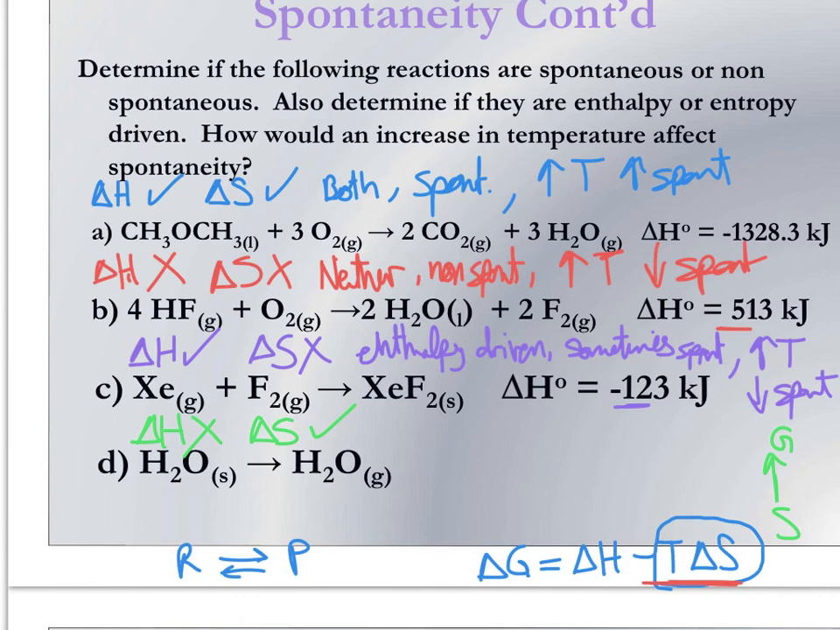That's why we see all phase changes happen, right? We see water melting or ice melting and then water freezing. That's because it's driven by one and not the other, so it's spontaneous sometimes. It depends on the temperature. So this one we'd say is entropy driven. It's favored by entropy. And it is sometimes spontaneous.